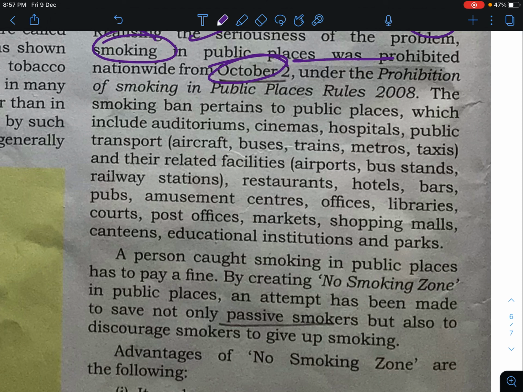Now, which are the areas that are prohibited? First one is cinemas, hospitals, transport, that is air transport, bus transport, train transport, metro, and taxis, and the related facilities such as airports, bus stands, and railway stations.